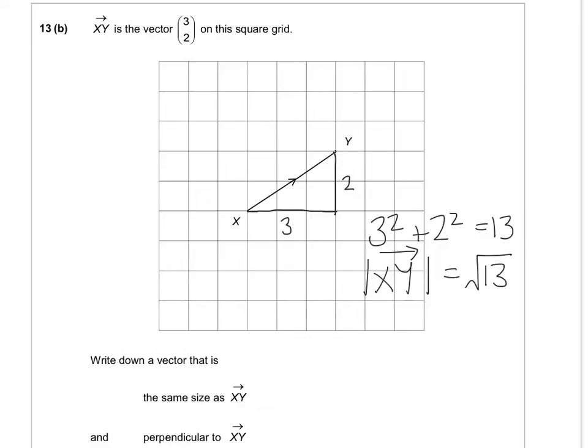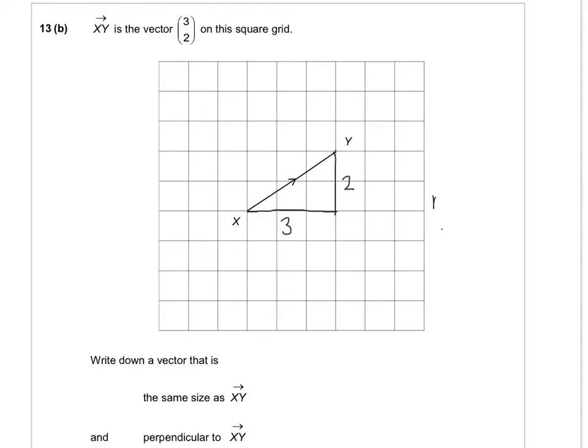Now, this vector has a gradient of 2/3. Gradient is the difference in y divided by the difference in x. So here the difference in y is 2, it's 2 up, divided by 3, which is the difference in x. The gradient of this line is 2/3. So the perpendicular gradient is the negative reciprocal. So the other vector has got to have a gradient of -3 over 2.